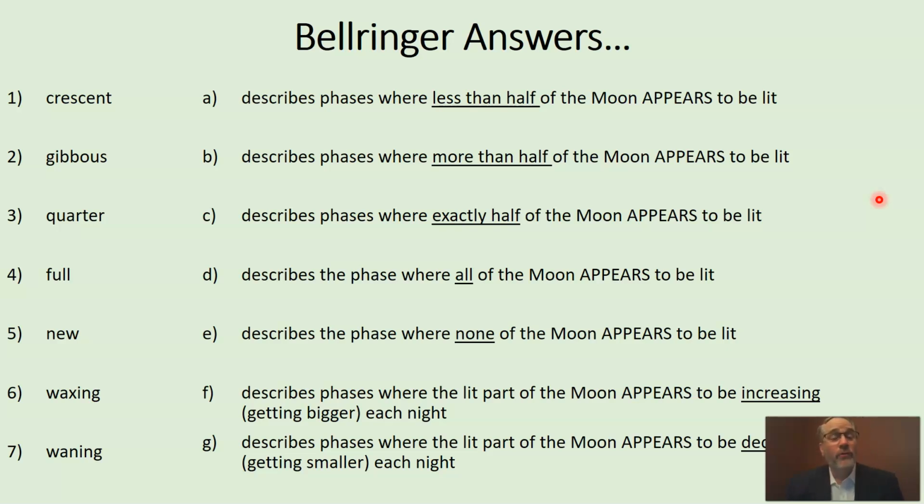Now, when we reach full moon and we're going back toward new moon to complete that cycle, those are going to be our waning phases. So those are the phases where the lit part of the moon appears to be decreasing, meaning getting smaller each night. So keep those key vocabulary words in mind.